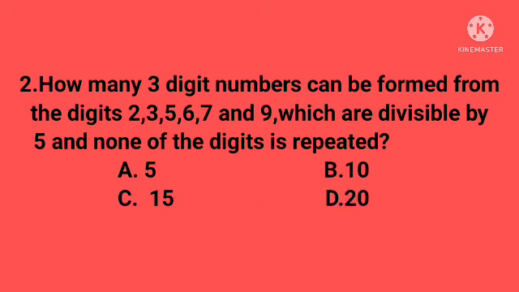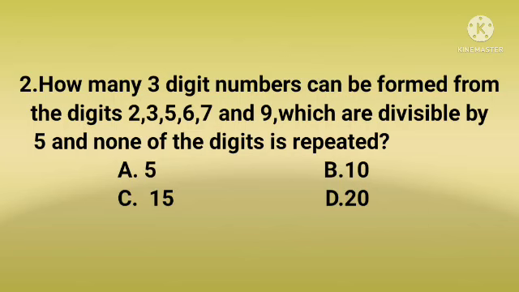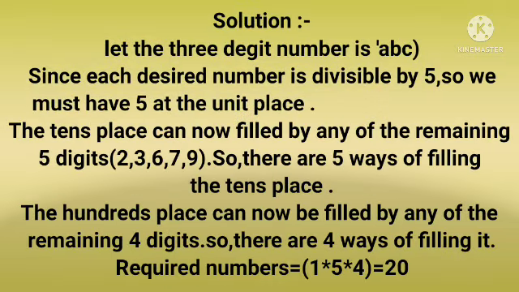Question number 2: how many 3 digit numbers can be formed from the digits 2, 3, 5, 6, 7 and 9 which are divisible by 5 and none of the digits is repeated? A) 5, B) 10, C) 15, D) 20. To be divisible by 5, the last digit must be 5 or 0. So that simplifies one thing: the unit digit must be 5.